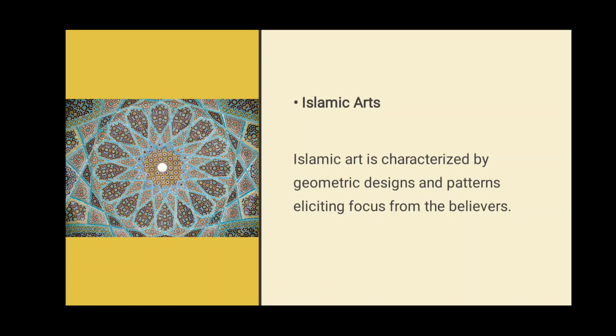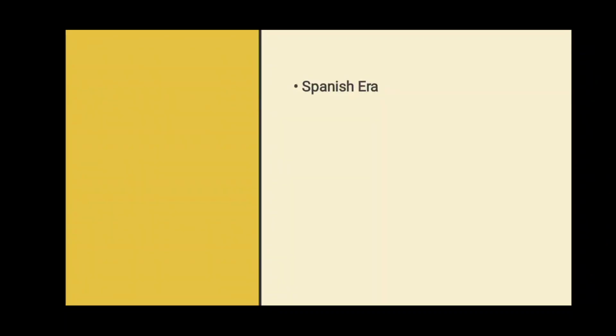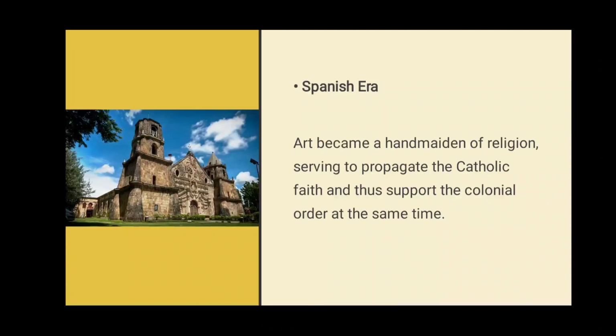Okay? Next. Okay, during the Spanish era, unsay art nga ilang na-influence? Art became a handmaiden of religion, serving to propagate the Catholic faith and thus support the colonial order at the same time. So, mao ni siya ang pinaka-influence sa Spanish, ang religion. And ang mga arts nga na-establish nila is kanang mga churches. Daghan tag mga churches nga na-build during the Spanish era.